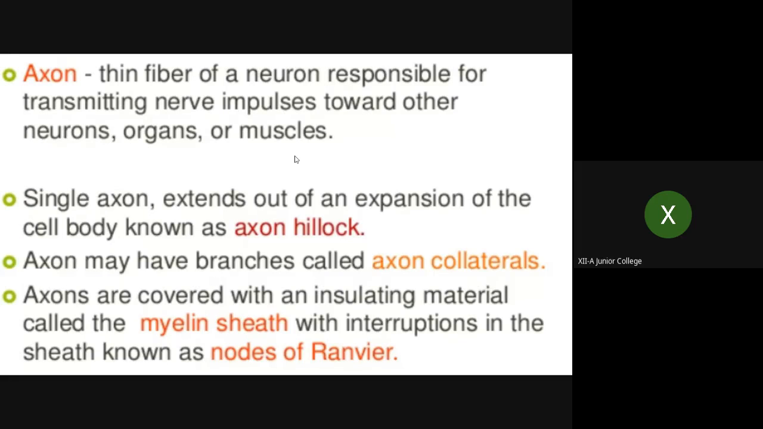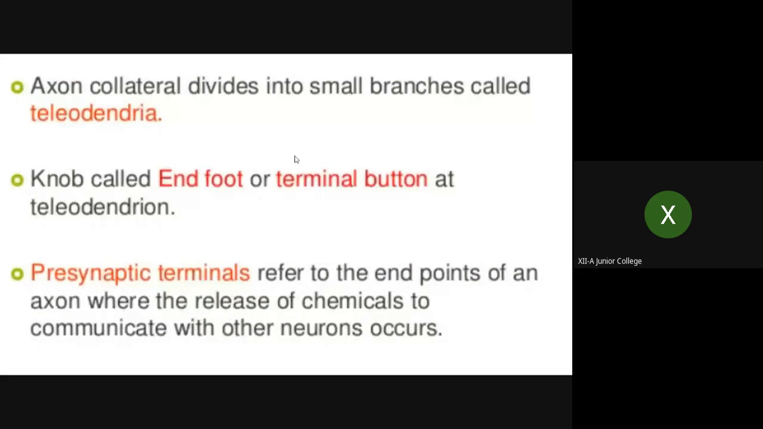Axons are covered with an insulating material called the myelin sheath, with interruptions in the sheath known as nodes of Ranvier. I showed you in the diagram, right? So the axon collateral divides into small branches called telodendria. Just now I showed the end of the axon where it gets terminated. That part shows branches. These small branches are called telodendrites or telodendria. And a knob called the end foot or terminal button at the telodendron. That is the particular knob where it ends, that is the telodendron. And from there the branches start, that is telodendrites or telodendria.